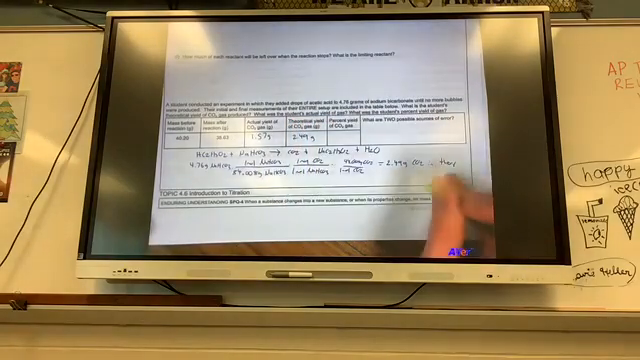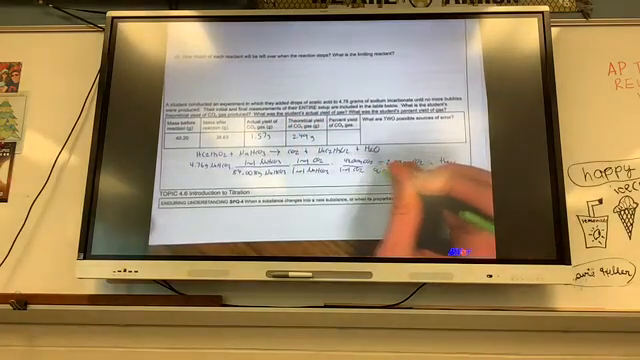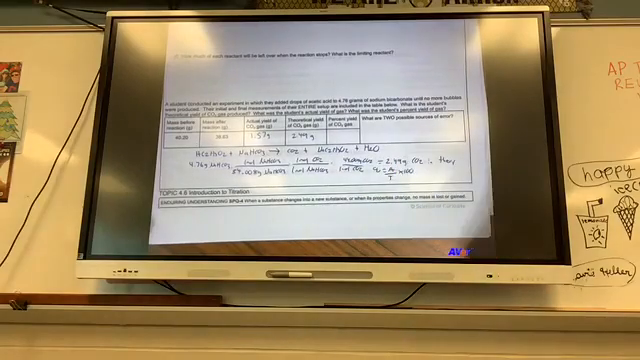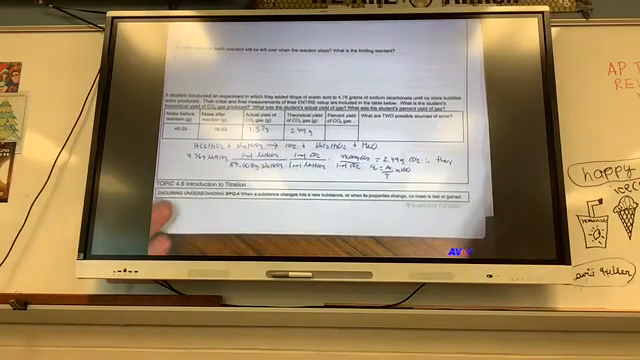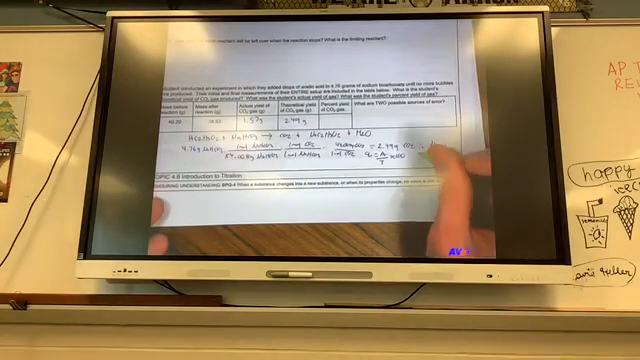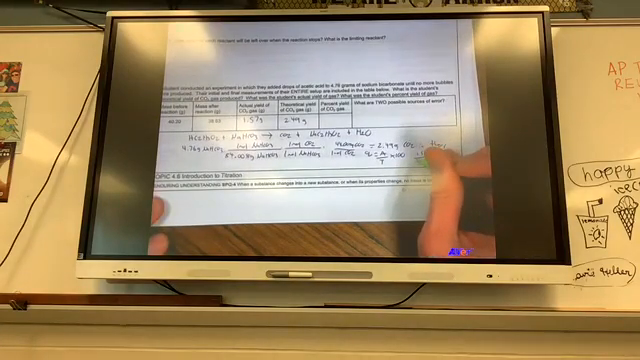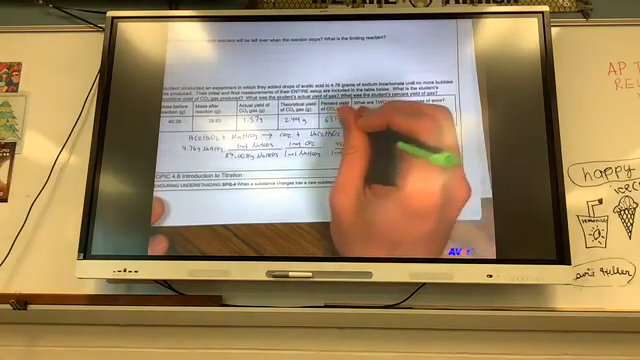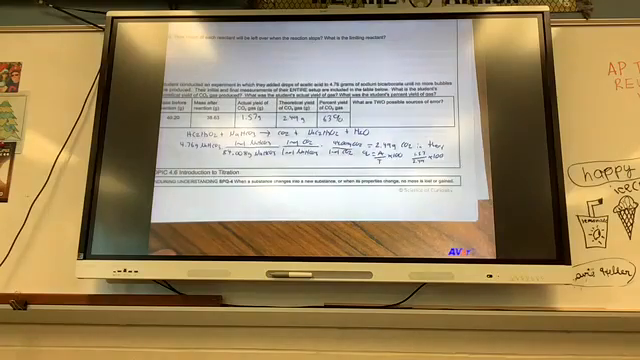So percent yield, right, is actual over theoretical times 100. So that's going to be 1.57 divided by 2.49 times 100. What do you get? 63%. 63%. What are 2 possible sources of error?